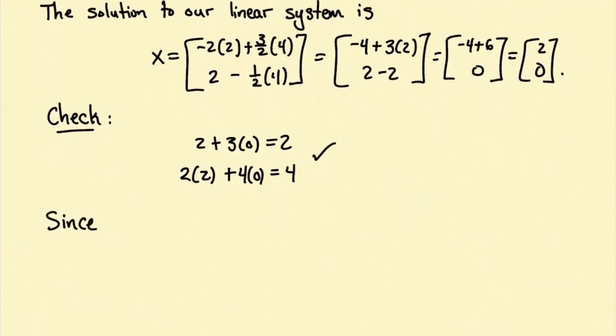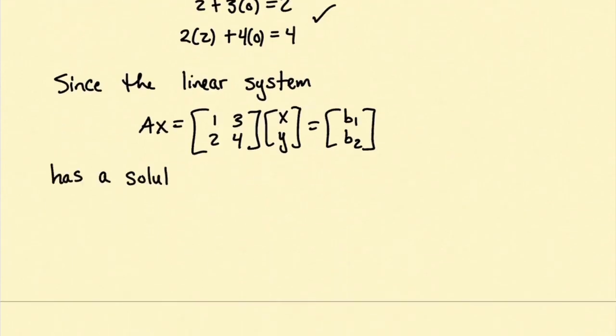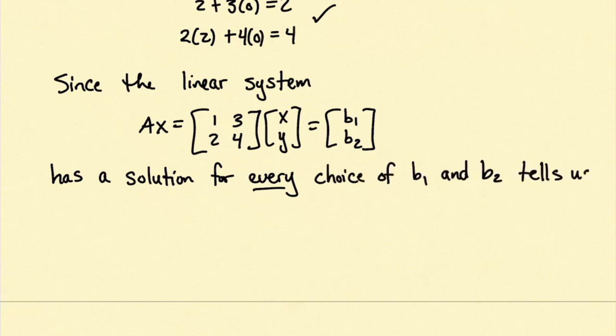So returning to the original piece of information that we got from our reduced row echelon form, the linear system A times x, where A is the matrix with columns v, whose entries are 1, 2, and w, whose entries are 3, 4, times the vector (x, y) is equal to (b1, b2). The fact that this has a solution for every single choice of b1 and b2 tells us that the span of the vectors v and w is the entirety of R2.